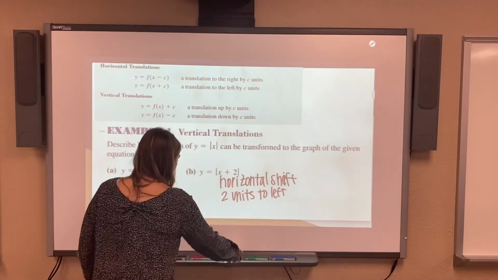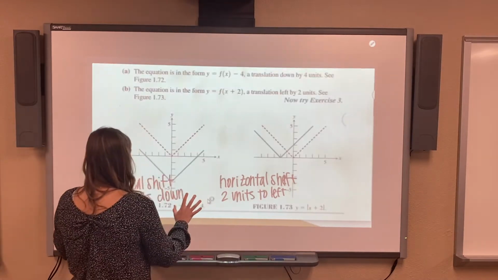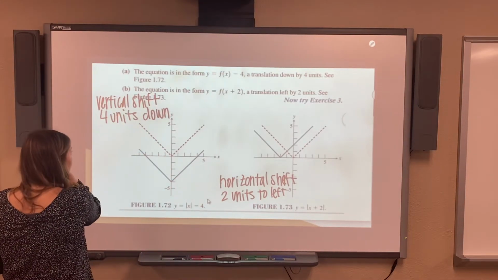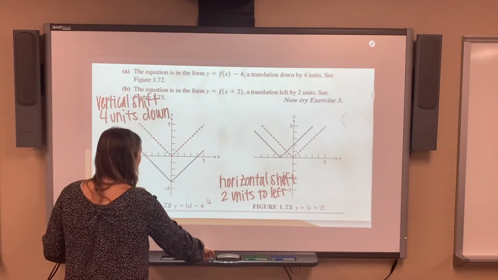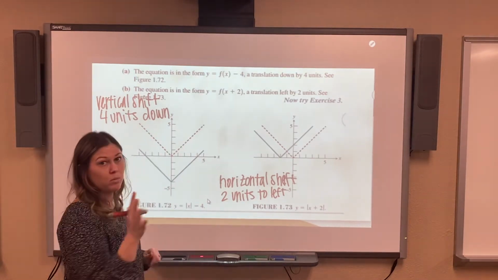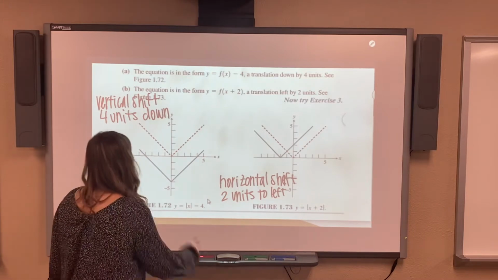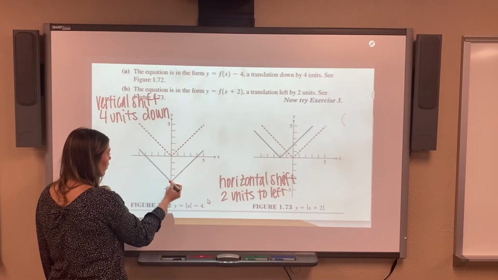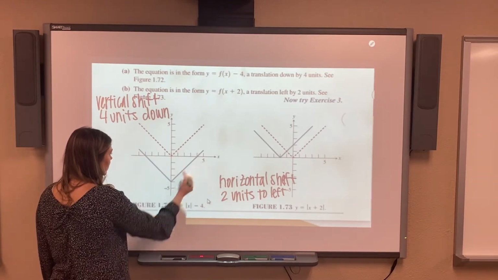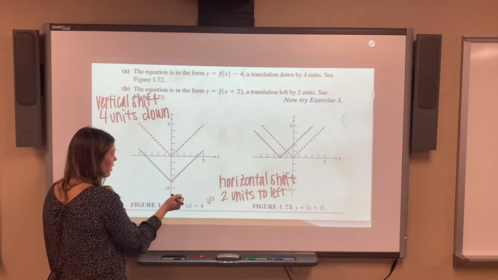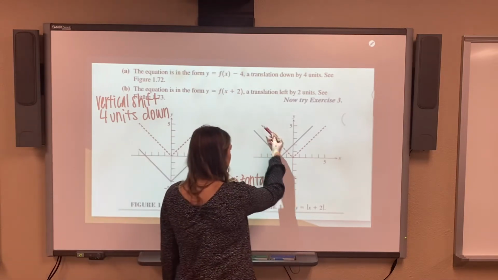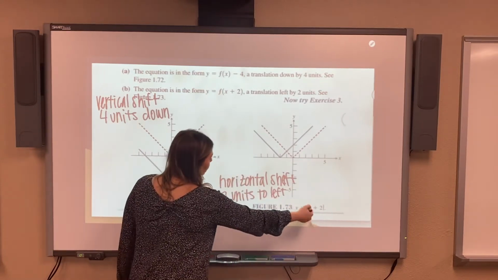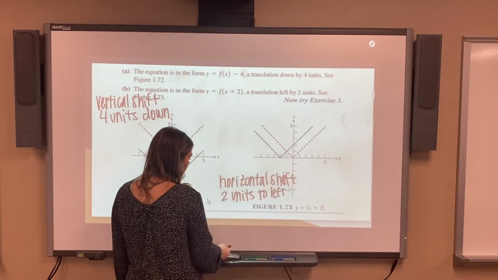Now if we look at these graphs, we said that this one was a vertical shift 4 units down. Our parent function that we talked about in 1.3, your 12 functions, the absolute value, goes through the origin and looks like this. If we go 4 units down, 1, 2, 3, 4, this is our new y equals the absolute value of x minus 4. And then with this one, our absolute value original is right here through the origin, and our new absolute value of x plus 2 is 2 units to the left.